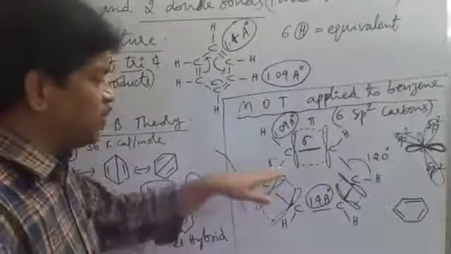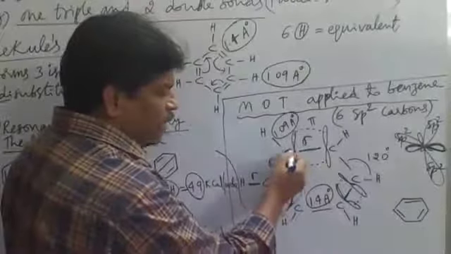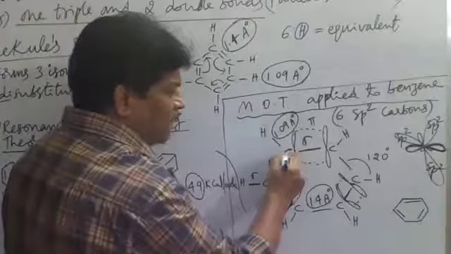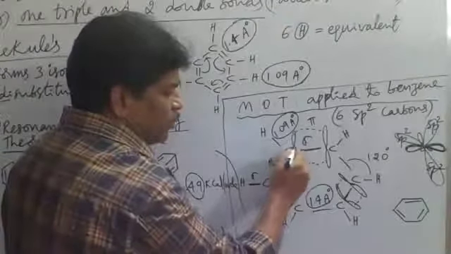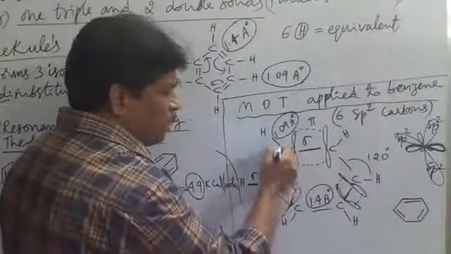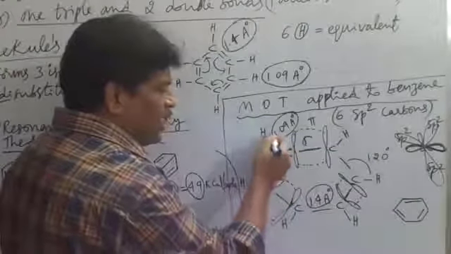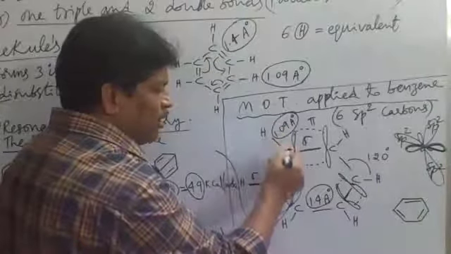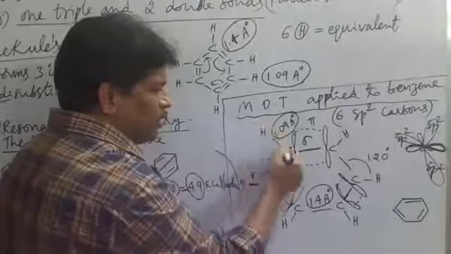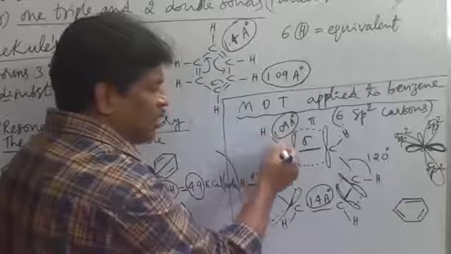Now after this sp2-sp2 sigma bond formation, see, this carbon has totally 3 sp2 hybrid orbitals: 1, 2, 3. So one sp2 overlapped with this carbon, one sp2 overlapped with this carbon, and one sp2 overlapped with this hydrogen. So the sp2 hybrid orbital of carbon and the s orbital of hydrogen form an sp2-s sigma bond. This sigma bond between carbon and hydrogen is an sp2-s sigma bond.